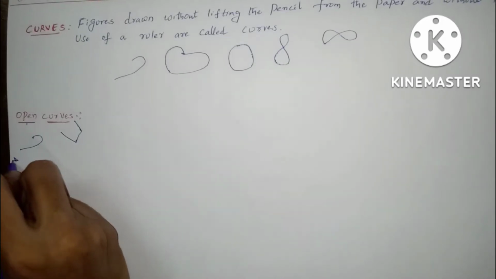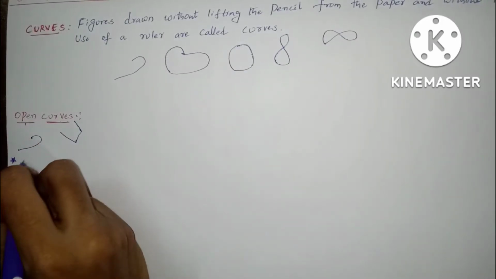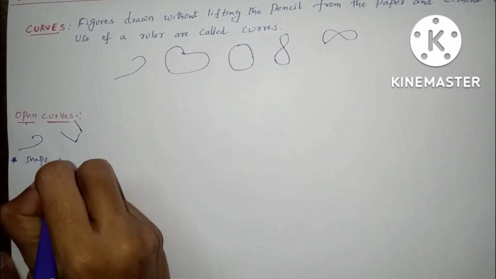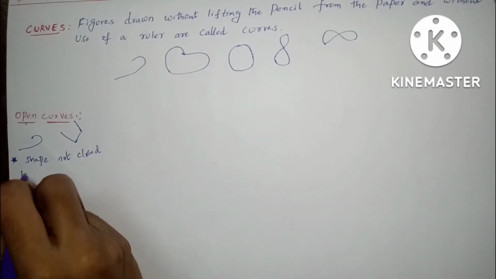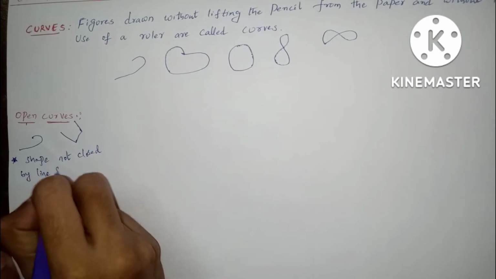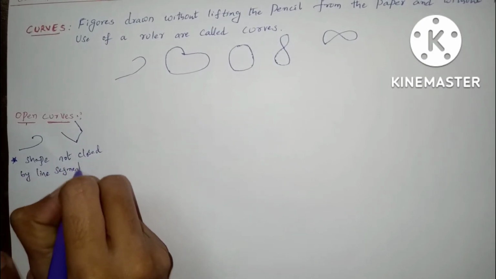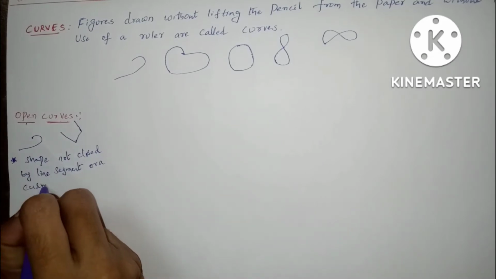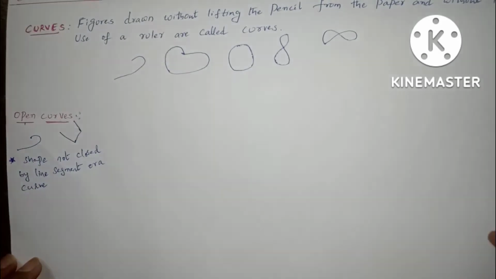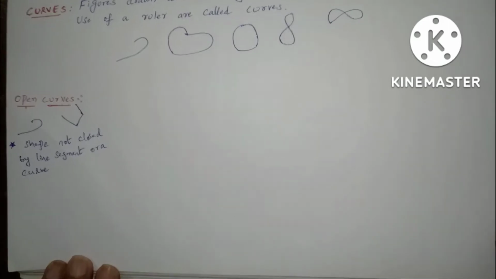So what are the main points here? The shape is not closed. A shape that is not closed by a line segment or a curve is called an open curve.